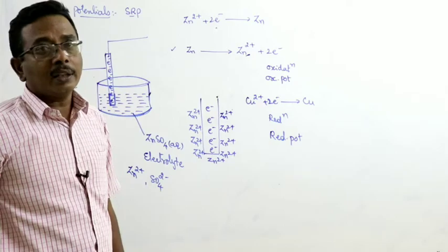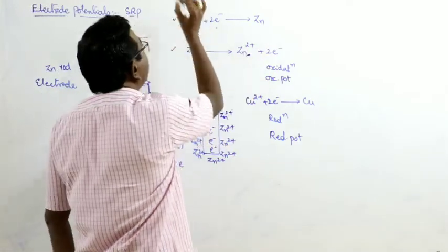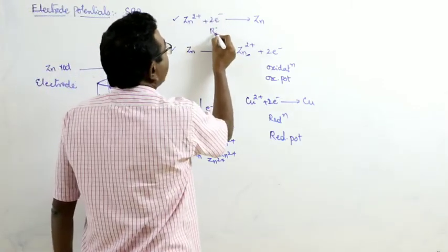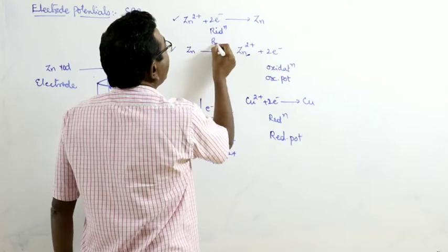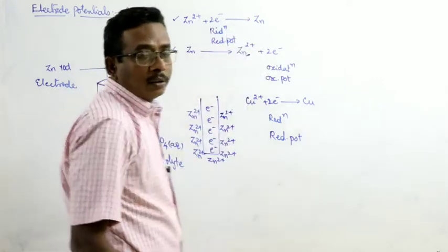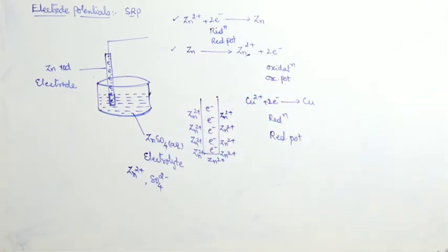Oxidative potential. If the same reaction is reversed, this is the reduction potential. Here this is the reduction, and the potential developed is known as reductive potential. How can you define the word electrode potential?